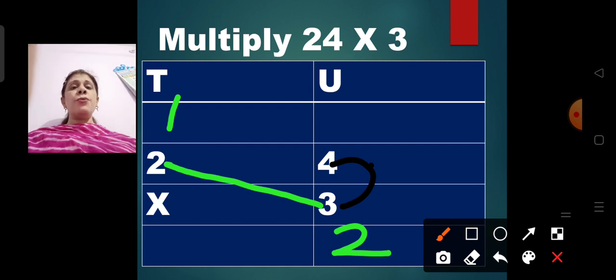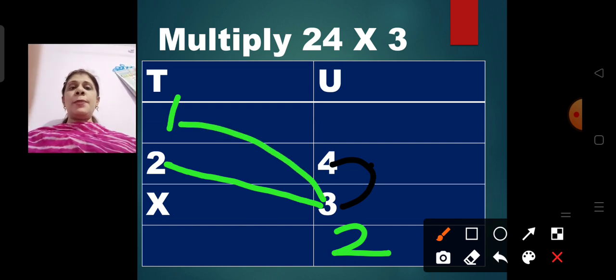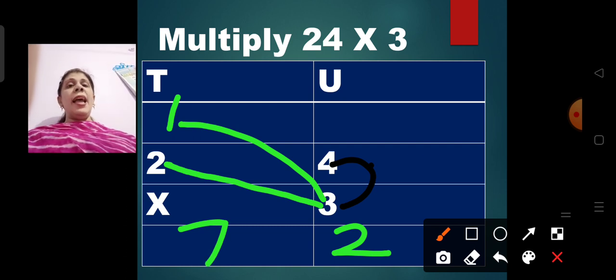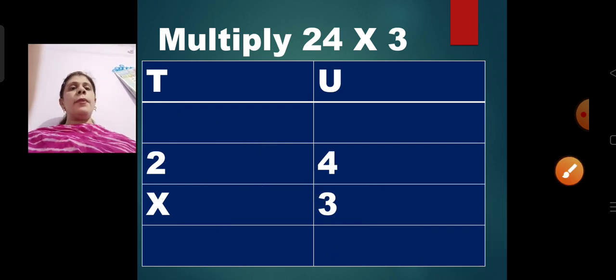So 2 ones are 2, 2 threes will be 6. To that 6 I will add this 1. So 6 plus 1, 7. So when I multiply 24 into 3, I get my answer 72. When I multiply 24 by 3, I get my answer 72.